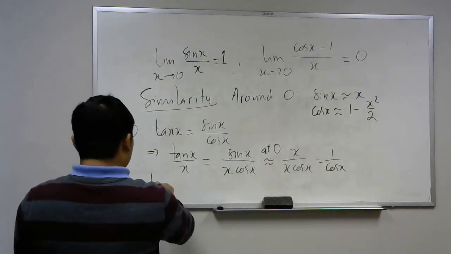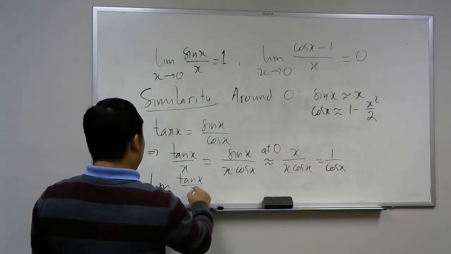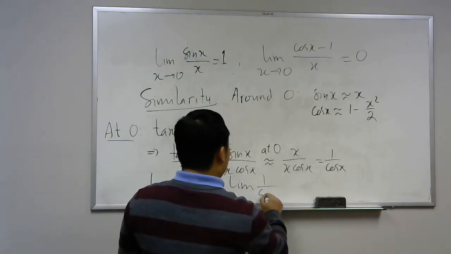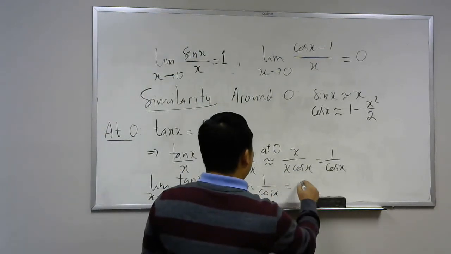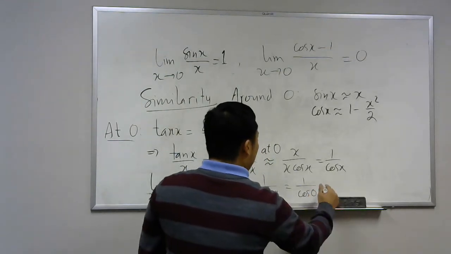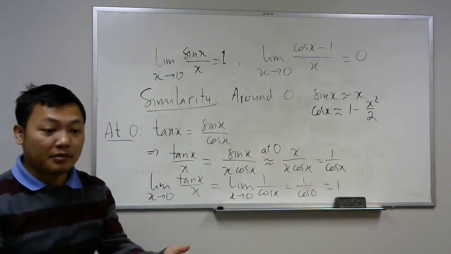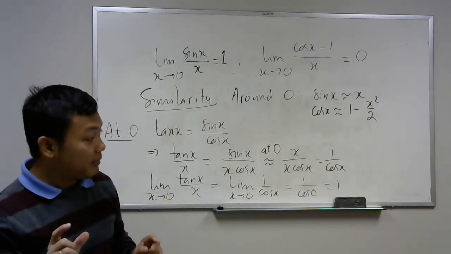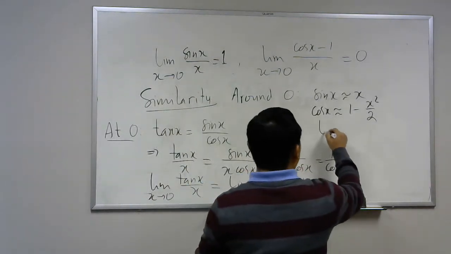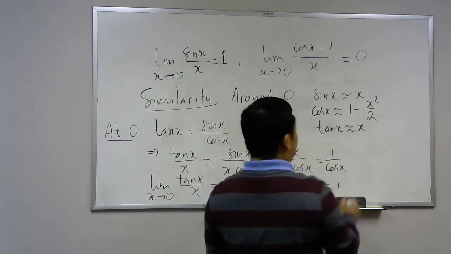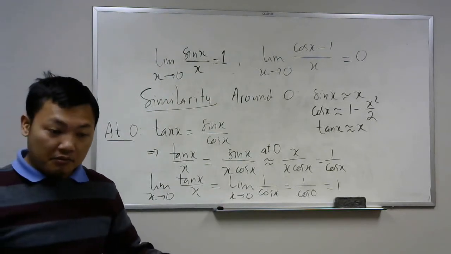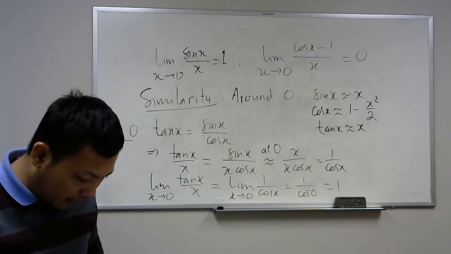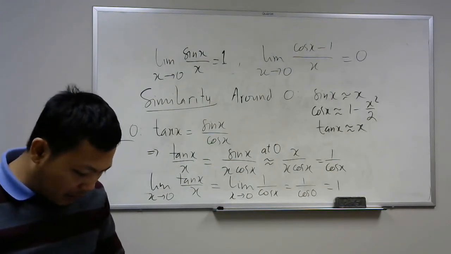And now you have limit of tangent of x over x when x goes to 0. That is just limit of 1 over cosine of x when x goes to 0, which is 1 over cosine of 0, and that is 1. So what does it mean? That means at 0, tangent of x and x are very similar. Okay? So I have tangent of x similar to x. You see? So let's take one example from the textbook, and we'll see how those things can be applied, right?